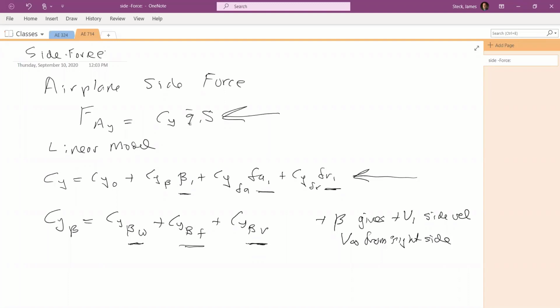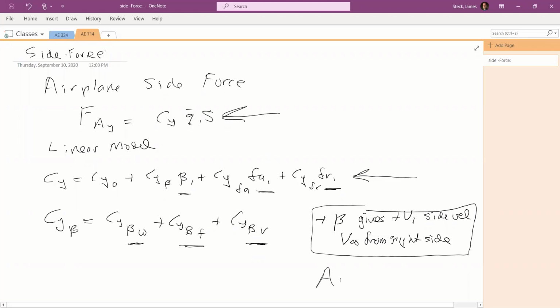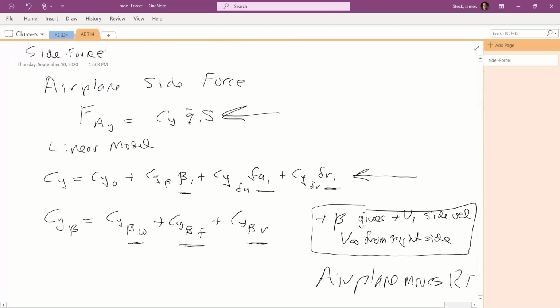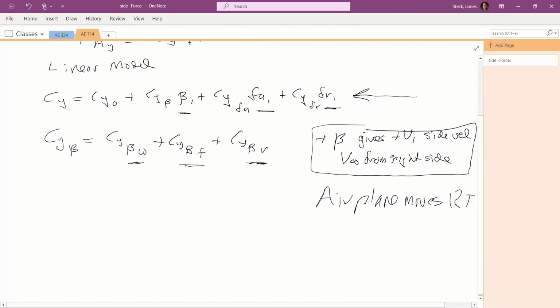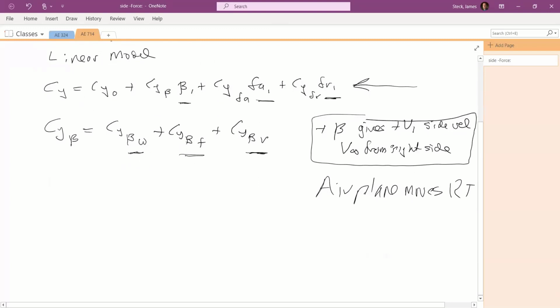Remember that a positive beta gives a velocity coming in from the right side, or the airplane is moving to the right. They both have the same effect. It depends on whether you're an observer on the airplane or out stationary. All right, so part of the deal is I'm going to scroll up to write more. So if I scroll up too fast, somebody starts shouting and say, stop, wait, please, hold on, all right?